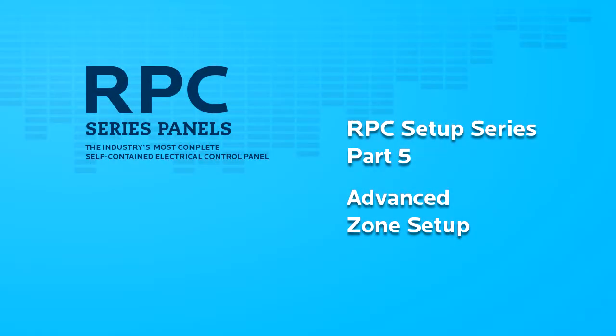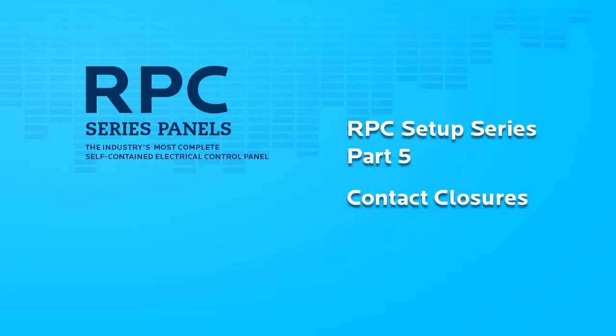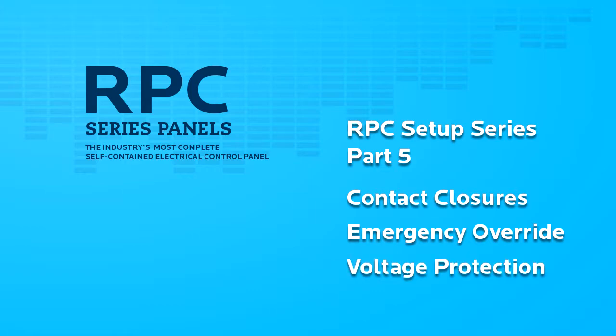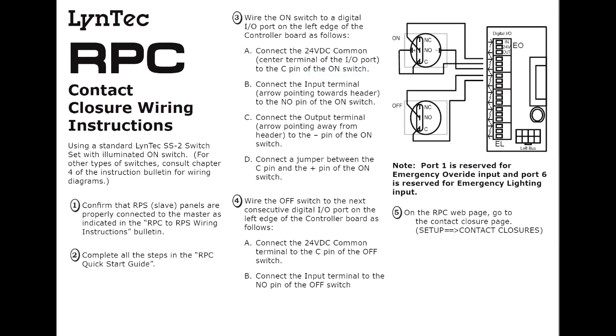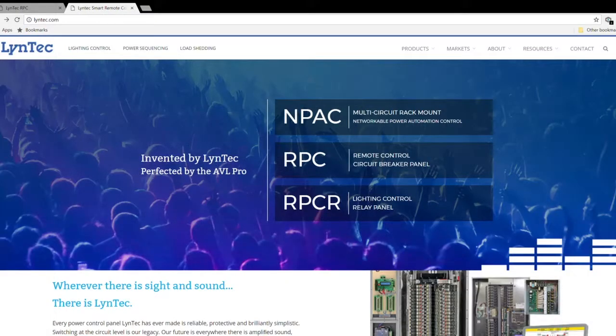Welcome to the 5th episode in our series of videos about Lintec's RPC series remotely controlled panel boards. This video will highlight advanced zone setup, including how to configure contact closures, emergency override, and brownout functions. Wiring diagrams for each Lintec switch set are shipped with the panel and are also available on lintec.com.